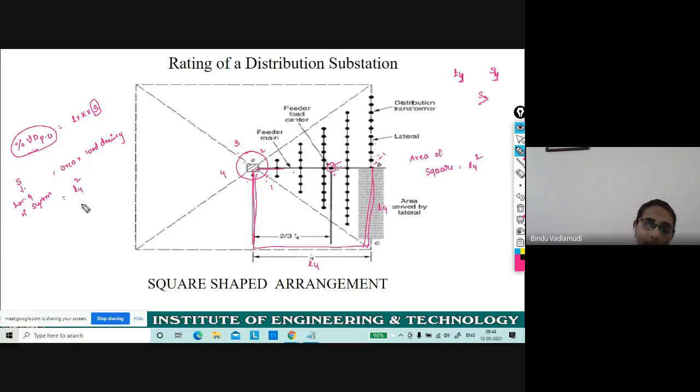L4 square. And what is the load density? It is D into kVA per unit area. And what are the units? L4 square is area, so square mm or square meter, and this is cancelled. And what is the value? S is equal to L4 square into D kVA.